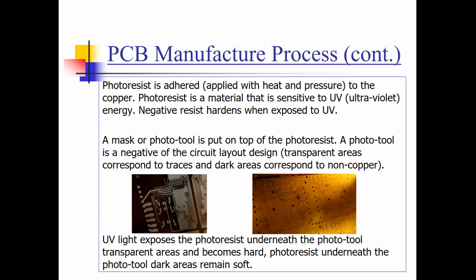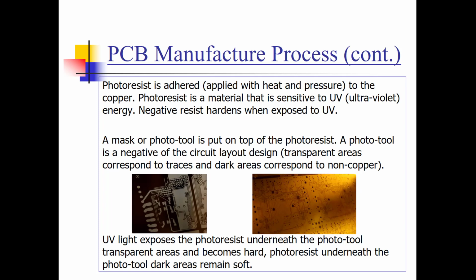One thing you'll see in a couple of lectures is that when we talk about IC fabrication, it is very similar to this part of the PCB process. It's just that with ICs, everything's at a smaller dimension. After the photoresist is put onto the copper, a mask is used, and that mask has the image of the circuitry that you want to have on your printed circuit board. The photo tool is a negative of the result of your CAD software.